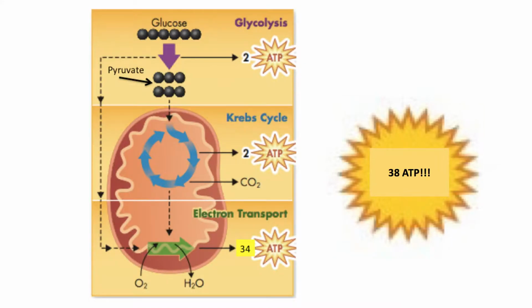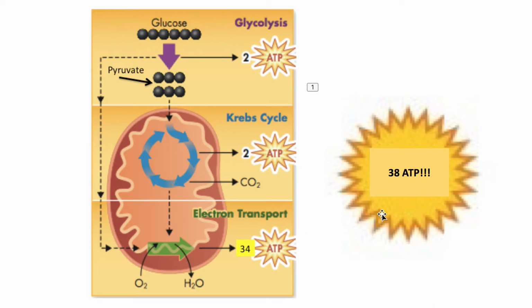So looking at the simplified version, we started with glycolysis. We took our 6-carbon sugar and we broke it into two 3-carbon sugars called pyruvate. That went to the Krebs cycle. Magic happened here, and we produced 2 more ATP and released CO2 as a byproduct. And then everything from glycolysis and materials from the Krebs cycle went to the electron transport chain. And in the electron transport chain, we took in oxygen, we produced water as a waste product, and we got 34 beautiful ATP.